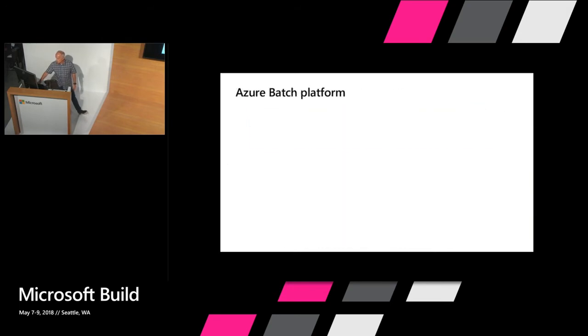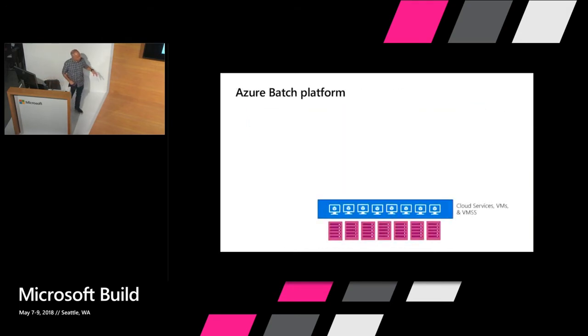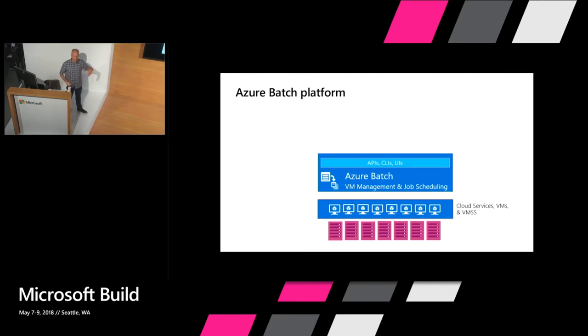So in terms of the platform, just a very brief overview, we have our infrastructure, our hardware, and we have our VM offerings: cloud services, VMs, scale sets. And Azure Batch sits on top of that, providing that VM management and that job scheduling capability. As with all these platform services in Azure, we have APIs, and all the APIs you can pretty much think of as command lines, and various user interfaces as well to access this.